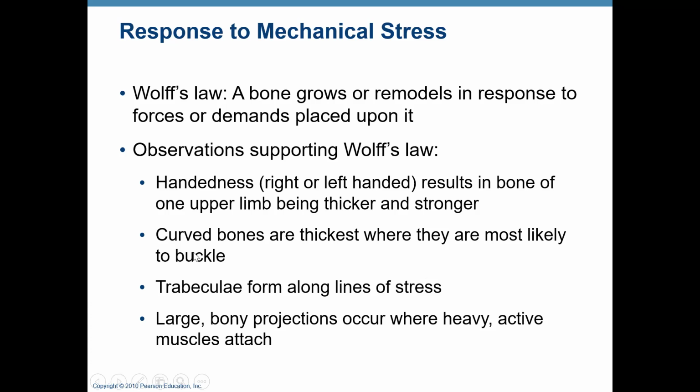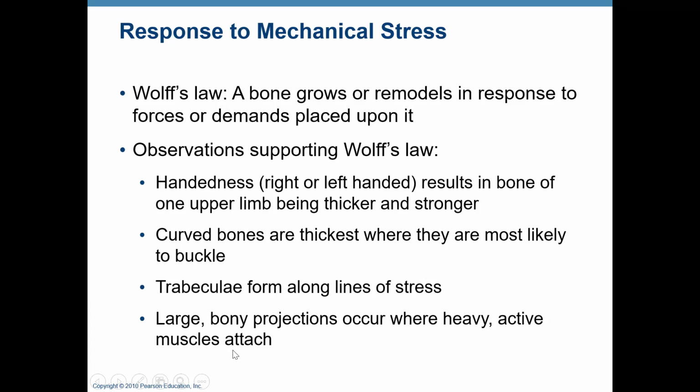Bones where they curve, you don't want them to buckle. You're going to see more bone being put down in that area to resist buckling. Spongy bone, where there's more stress, you're going to put more spongy bone in columns to resist the stress. So that area where you're resisting stress in the spongy bone is called trabeculae.